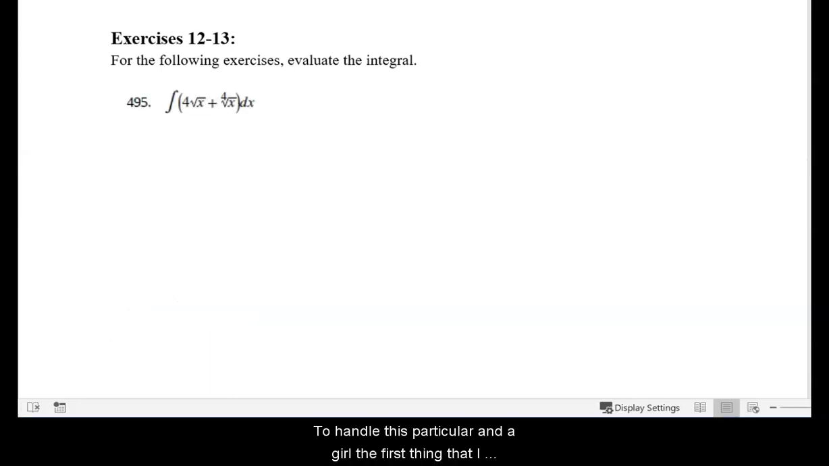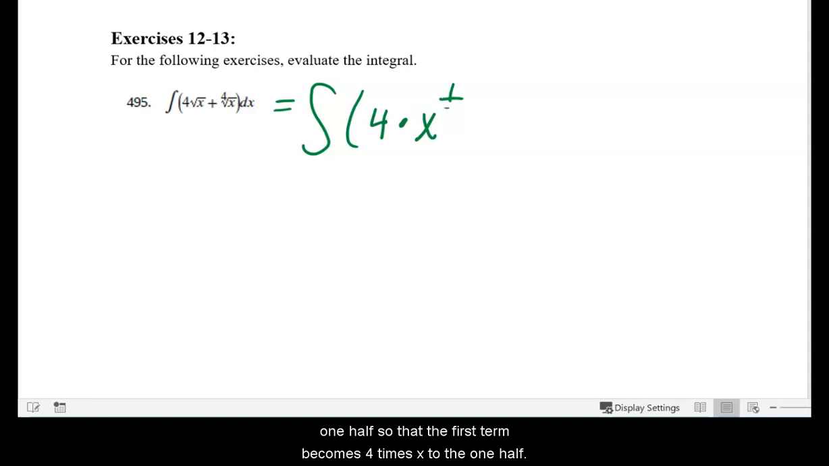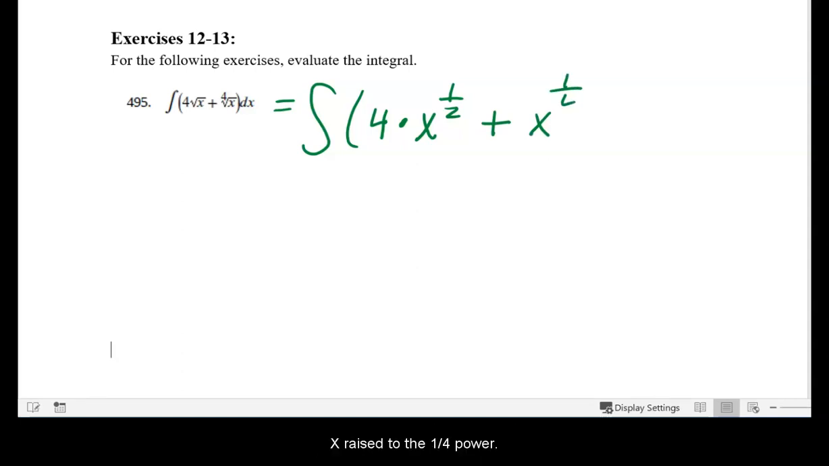To handle this particular integral, the first thing that I would do is rewrite the integrand in terms of power functions. That is, the variable x raised to a power. In this case, I can rewrite the square root of x as x to the 1/2, so that the first term becomes 4 times x to the 1/2. The second term, the fourth root of x, can be rewritten as x raised to the 1 divided by 4 power, all with respect to the variable x.